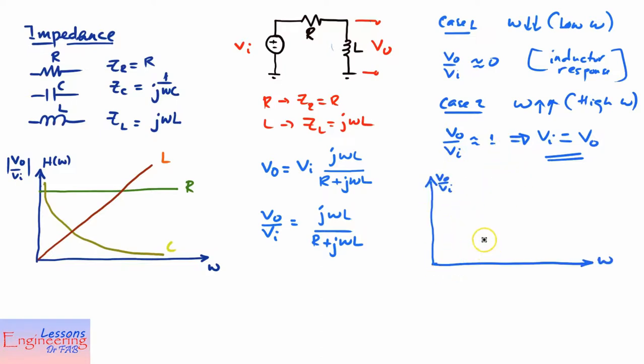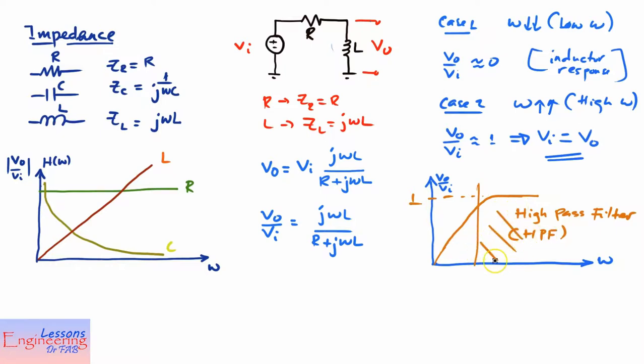So at low frequencies we have something like this, and at high frequency we have a gain which will be 1. So what we would expect is, as frequency increases, the graph will continue. So this is again a special type of filter called a high pass filter, or HPF. This filter attenuates low frequency signals and only passes high frequency signals.